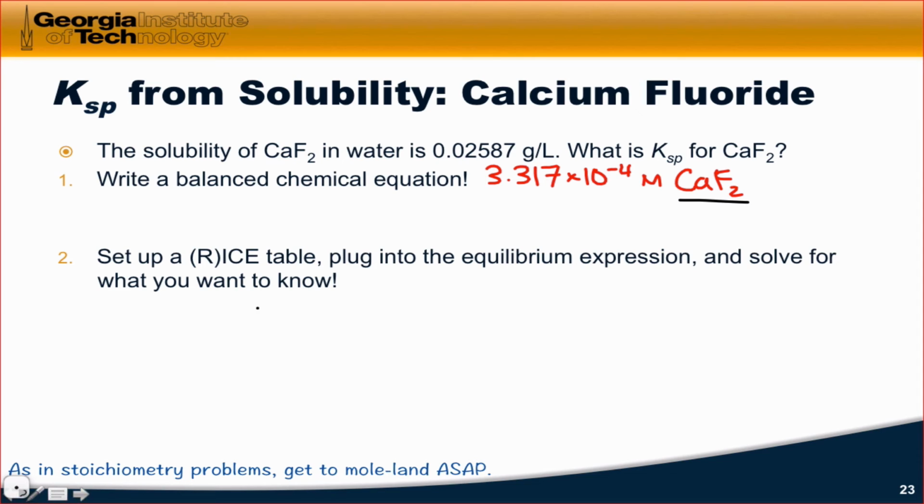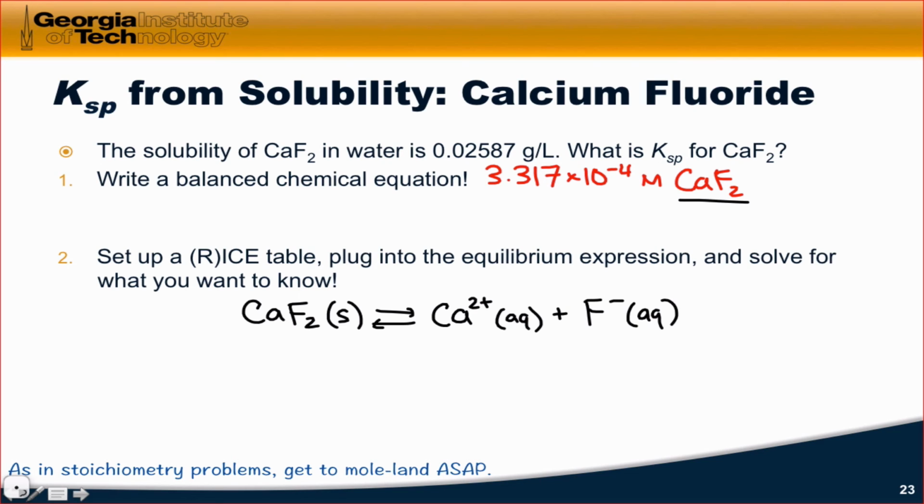So let's start there. Let's start with the balanced chemical equation for this process. We start with solid CaF2. There's an equilibrium between this and the solvated and separated ions, Ca2 plus, which is aqueous, and F minus, which is also aqueous. And there should be a stoichiometric coefficient of 2 in front of the fluoride to ensure that the equation is balanced. Now let's think about the ice table.